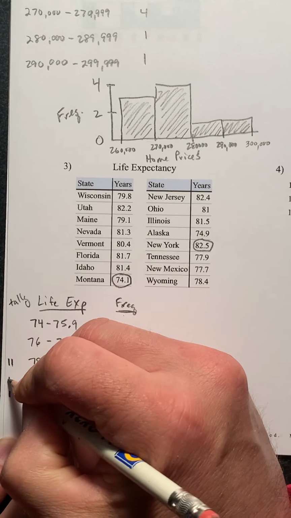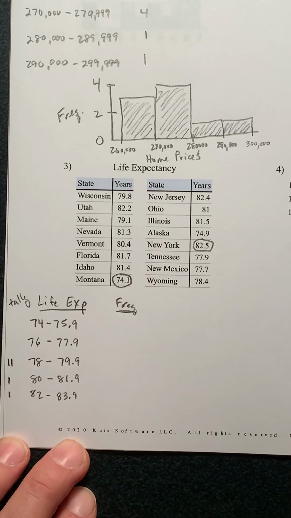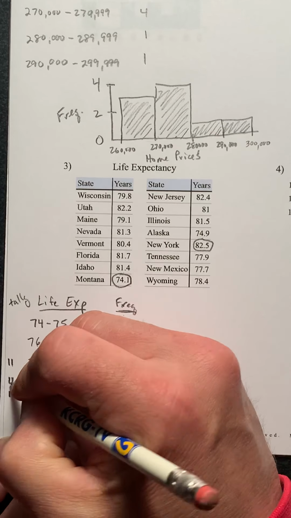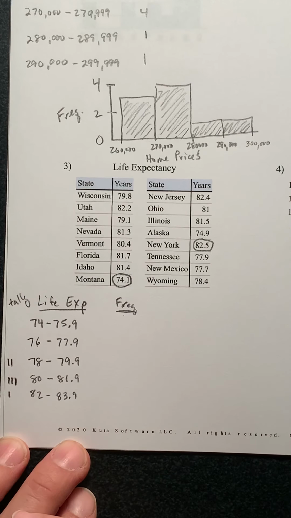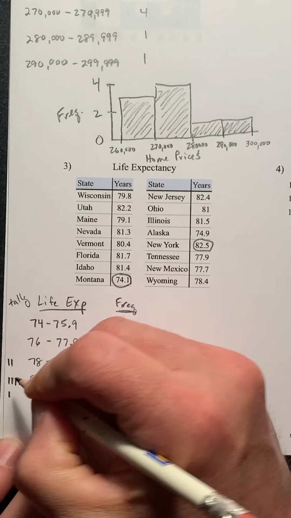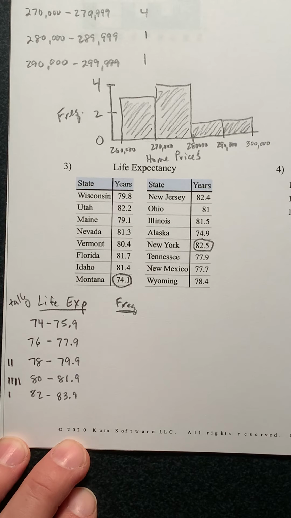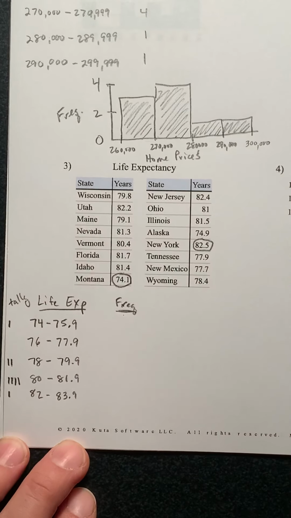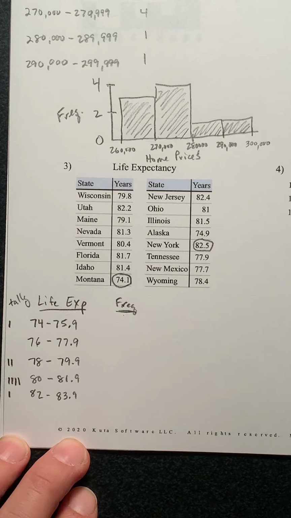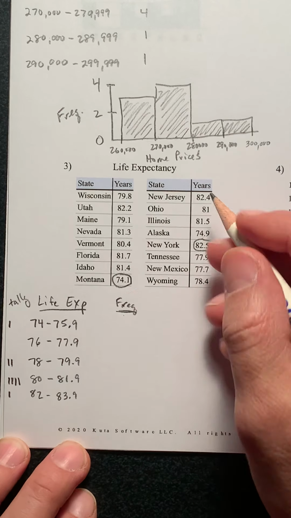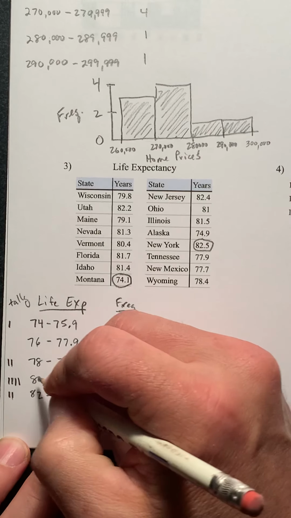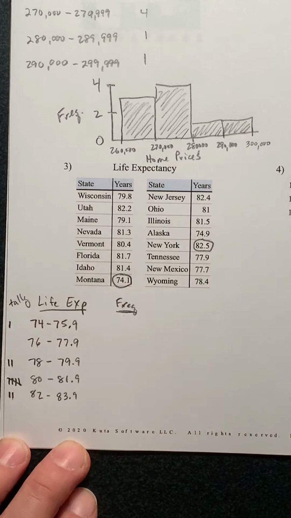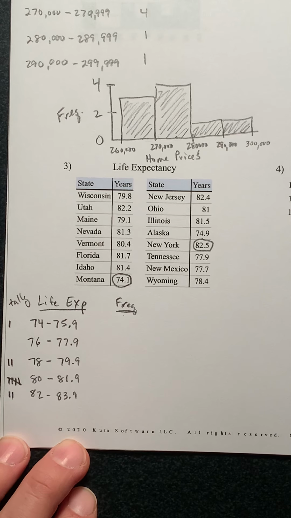81.3 fits in the 80 to 81.9 interval. 80.4 is in the same interval. 81.7 is in that exact same interval. 81.4 again in that interval. 74.1 way back up here at the first interval that we had. 82.4 is in this last interval. 81 fits in this. Now anytime you get to a fifth data point, if you're doing a tally, as you cross it this way, it's easy to count fives that way.